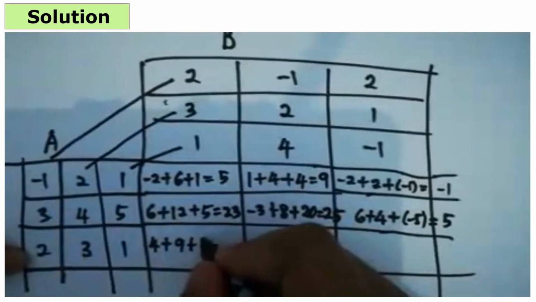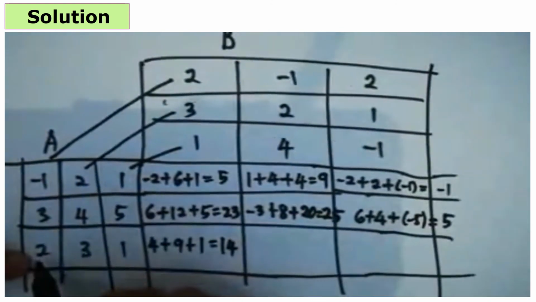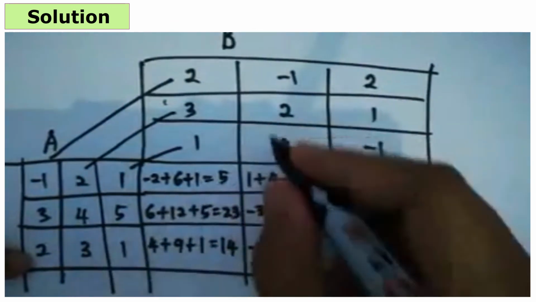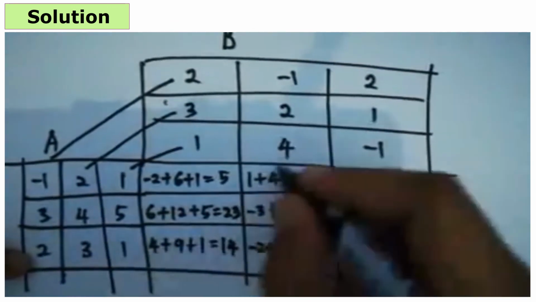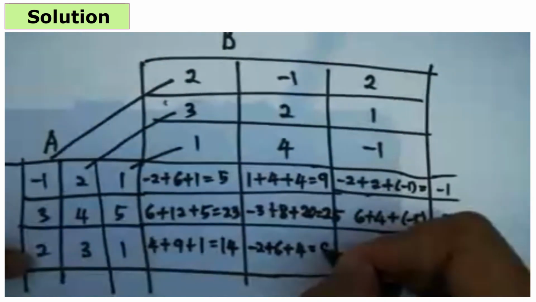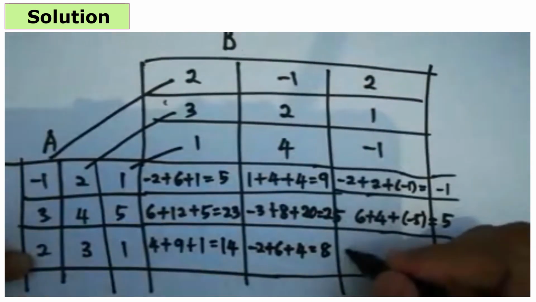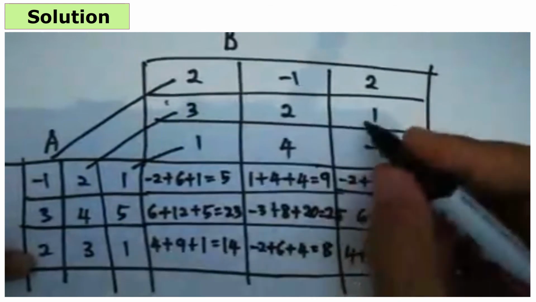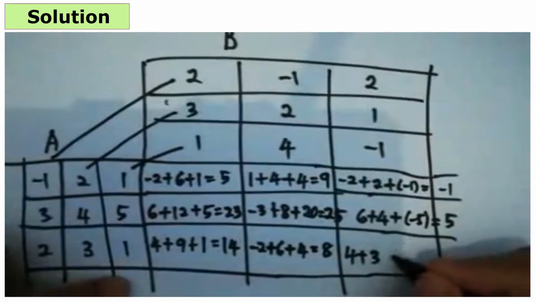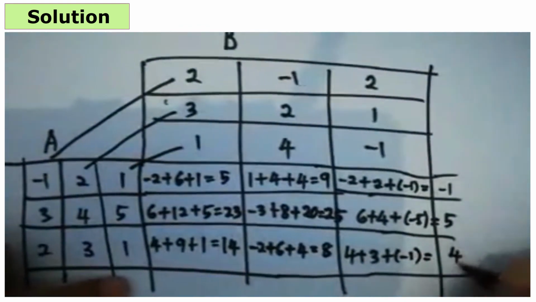And then for the third row, 2 times 2 is 4, plus 3 times 3, 9, plus 1 times 1 is 1. So we got 14. And then 2 times -1, -2, plus 3 times 2 is 6, plus 1 times 4, 4, equal to 8. And then 2 times 2, 4, plus 3 times 1, 3, plus 1 times -1, -1. So we got number 4.